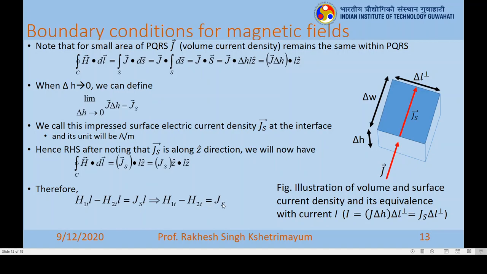So what does it say? It says that magnetic field intensity is discontinuous at the metal interface and the amount of discontinuity is equal to the surface current, if it exists at the interface between the two media. Here's the first boundary condition for magnetic field.